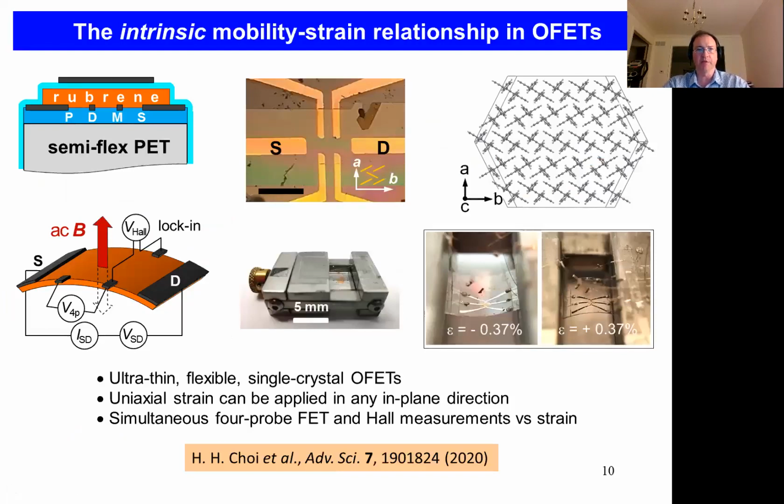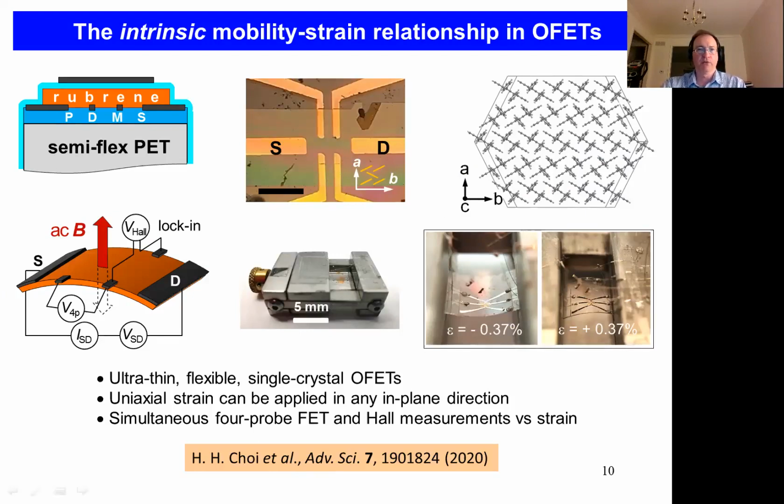Okay, so now let me switch gears to some of our newer measurements. In particular here, I wanted to describe our measurements of the intrinsic mobility-strain relationship in organic semiconductors. By the word intrinsic, I mean the reversible changes in the intrinsic charge carrier mobility, which is the mobility not dominated by static disorder, caused by elastic lattice deformations by strain.